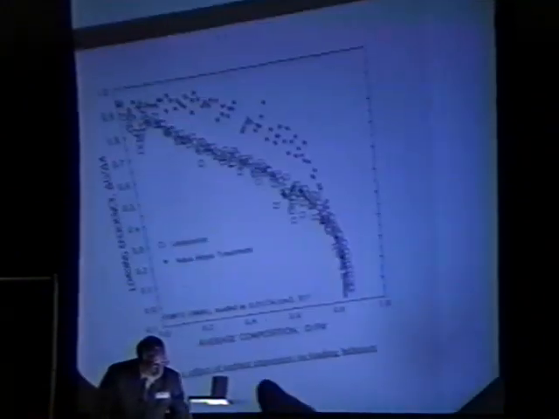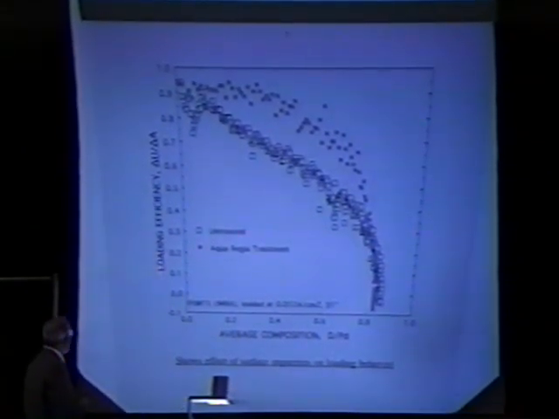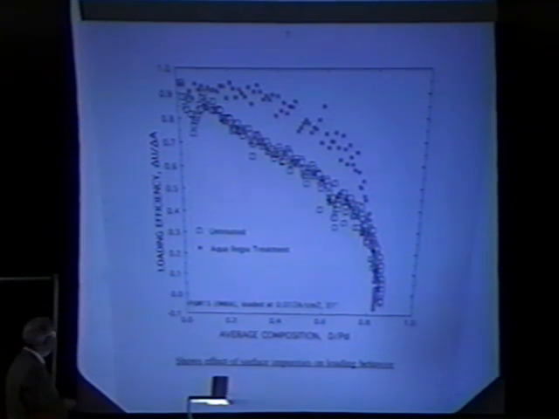All right, so let's look at some of the experimental relationships. This is the loading efficiency versus the average composition. And you can see that the loading efficiency is dependent upon the treatment. Untreated material starts at high efficiency. In other words, practically every atom that's presented to the surface is dissolved, but then it drops rather precipitously and finally goes to zero when it's fully loaded.